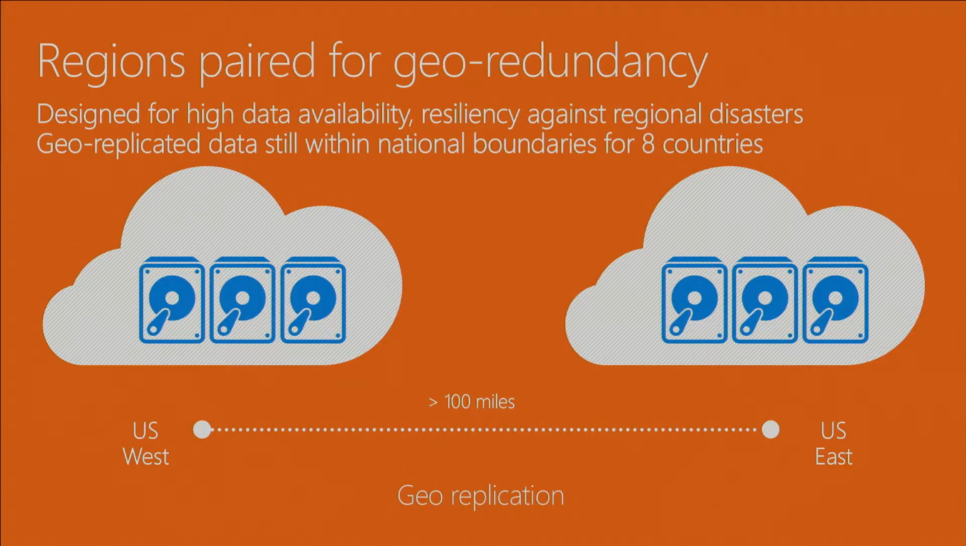Now, across all of these regions, there are 8 countries. Actually, both the paired regions are within the country. So if you're from one of those countries like US or Germany or China or Korea, India, Australia, in these countries, both the regions are within national boundaries. That means if you are bound by some sort of compliance in those regions, rest assured that your data, even if you enable GRS, does not leave the country, right? So that's a key point there.